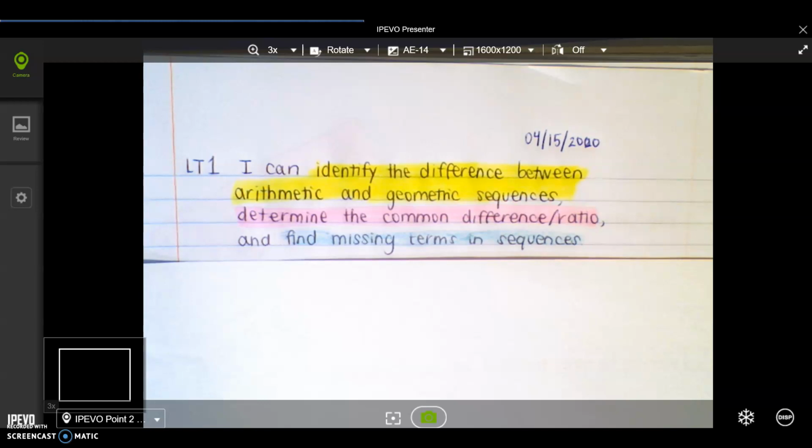I encourage you to write these notes down in your notebook and use them to help you with the worksheet. Ask me any questions, pause the video, slow down the video, speed up the video, whatever you need to do to learn this learning target, do it. So here we go with part 1.